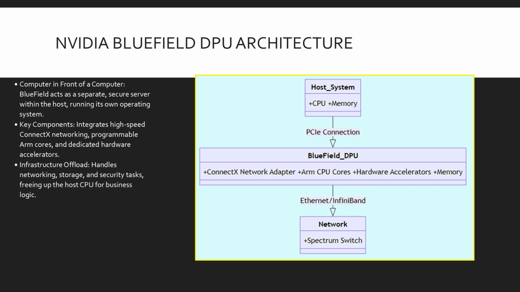This diagram visualizes the structural relationship. The host system with its CPU and memory connects via PCIe to the Bluefield DPU. Notice how the DPU contains its own specialized components: the ConnectX adapter for connectivity, ARM cores for programmability, and accelerators for speed. The DPU then acts as the gateway to the external network and Spectrum switches, effectively shielding the host and handling all network traffic.